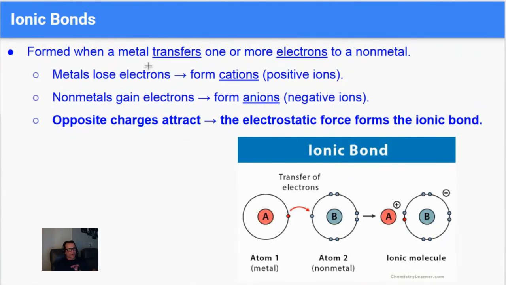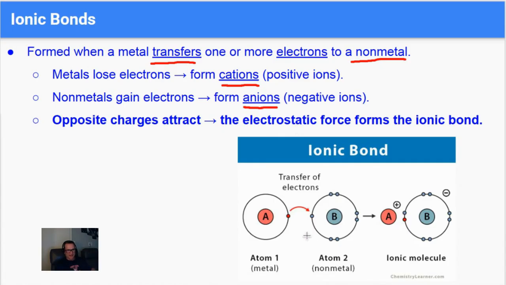All right, so these are formed when a metal transfers 1 or more electrons to a nonmetal. So these are formed between metals, which love to give away electrons, and nonmetals, which love to take electrons. The metals lose electrons, forming positively charged cations. The nonmetals gain electrons, forming negatively charged anions. And remember, electrostatic force just means opposite charges attract. So the negative anion will be attracted to the positive cation.